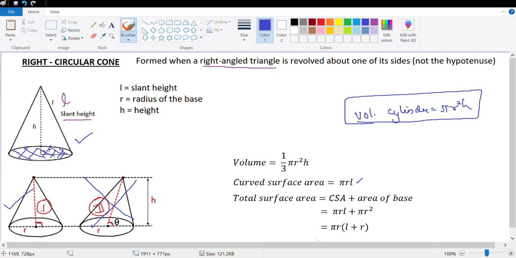And the total surface area would be the curved surface area plus the area of the base. In this case, the base is a circle, the area of which is pi r square. So the total surface area would be pi r l plus pi r square, which is equal to pi r times (l plus r). Let's solve some questions and we should be able to understand this far more clearly.